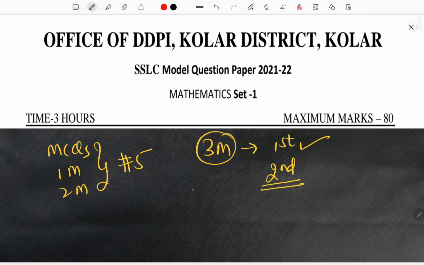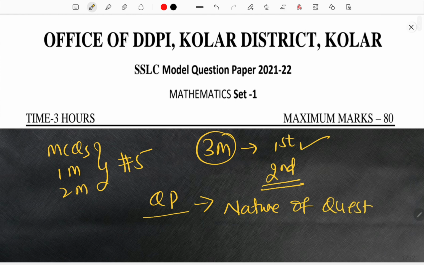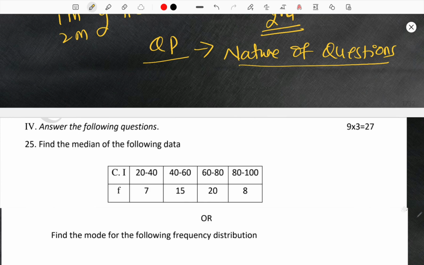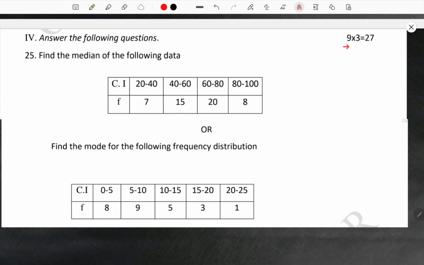I'll be solving all 5 question papers. As I have already told you, MCQs, 1 mark and 2 mark from 5 question papers are over. Now 3 mark, this is the second video. Let's get started. These question papers are very important to understand the nature of questions. If you solve them, you will have some idea about the nature of questions which are going to be asked in the board exam. So let us solve all these questions. You can look here, 9 questions, each of 3 marks, that is 27 marks.